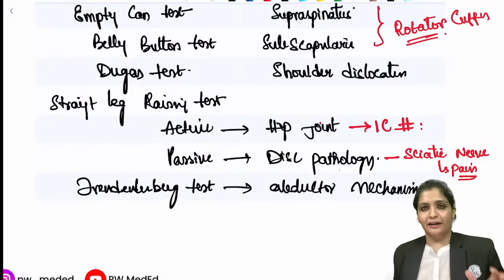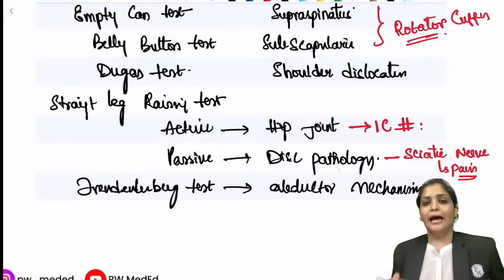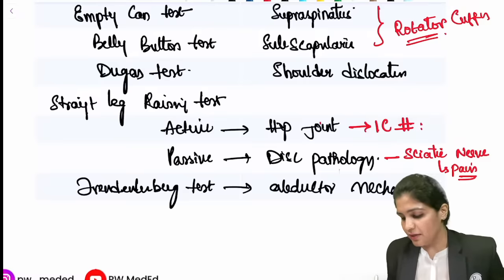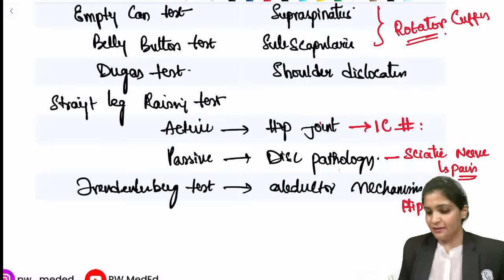And then there is the Trendelenburg test. Trendelenburg test is for your abductor mechanism. So in the hip joint, there are abductors. What are the two abductors?